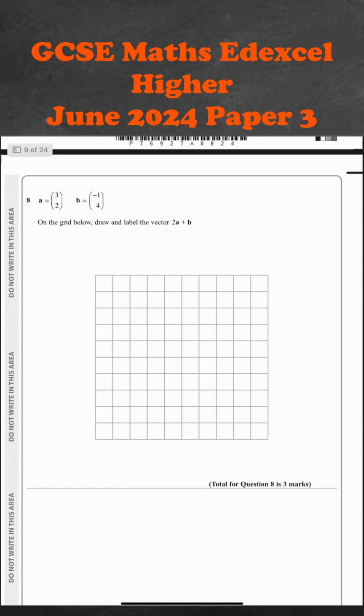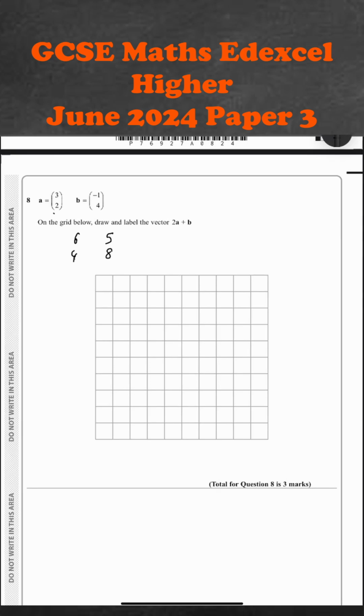Question 8. On the grid below, draw and label the vector 2a plus b. So 2a is just going to be 6, 4. B is minus 1, 4, so it's going to become 5, 8. So all we need to do is 5 along and 8 up.